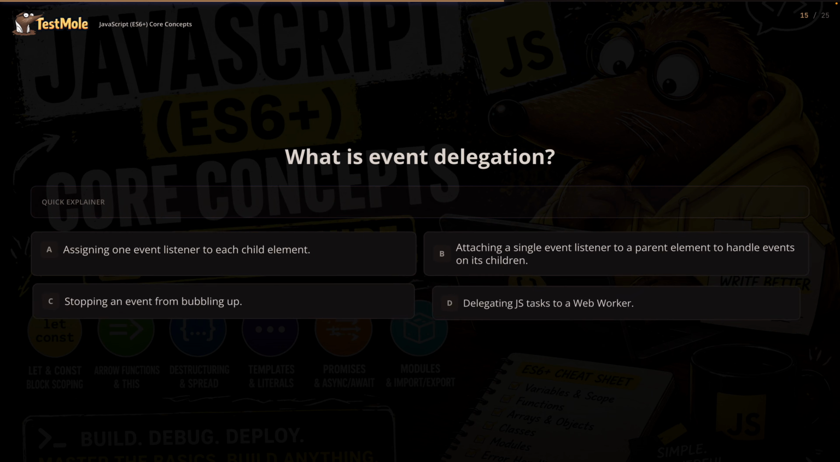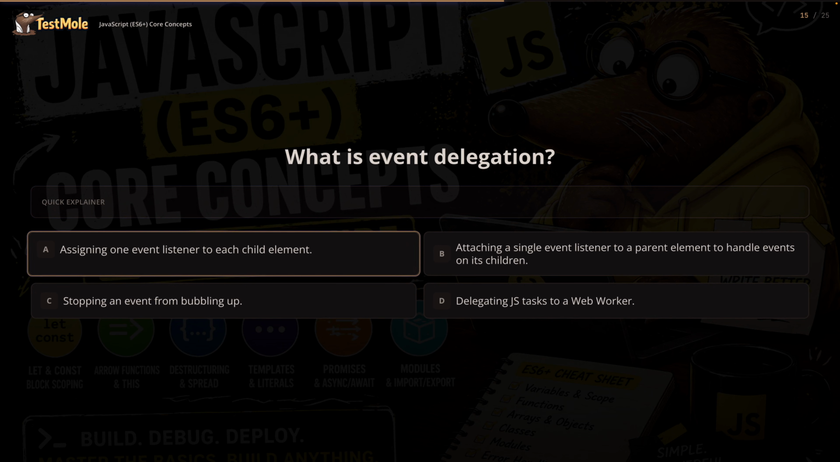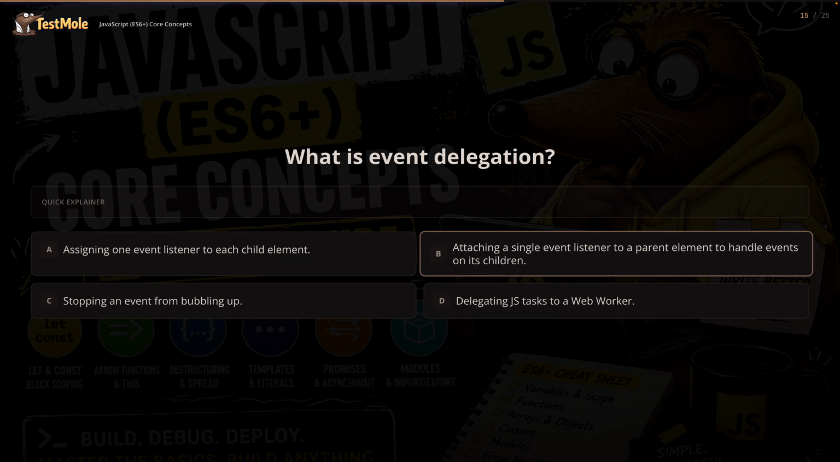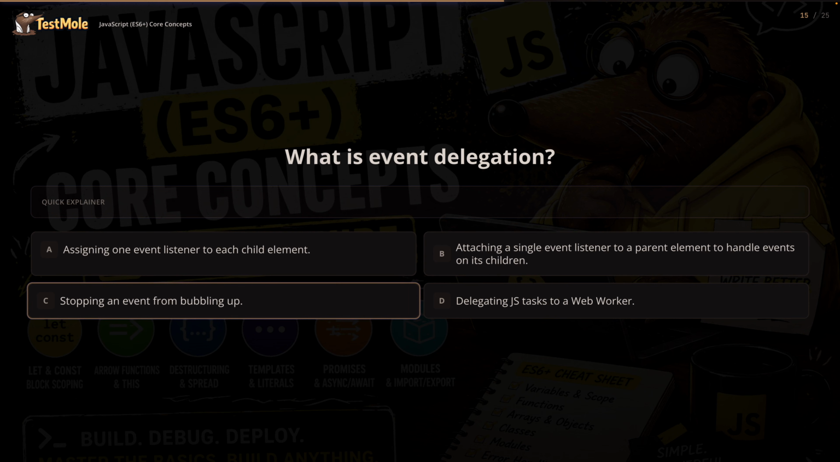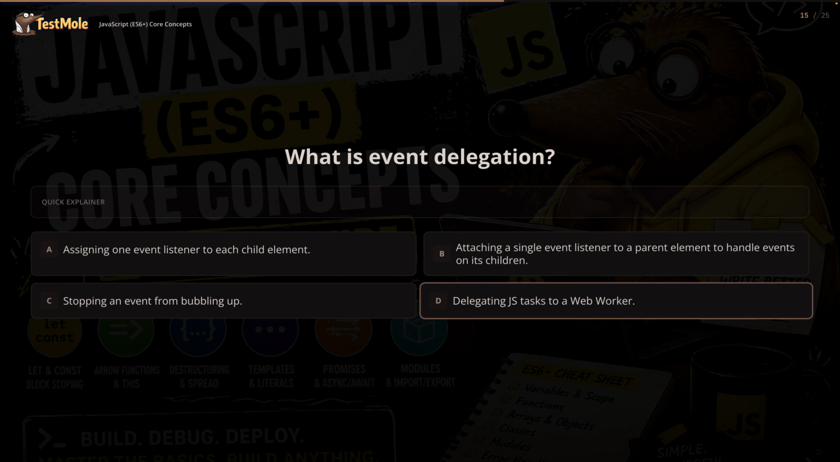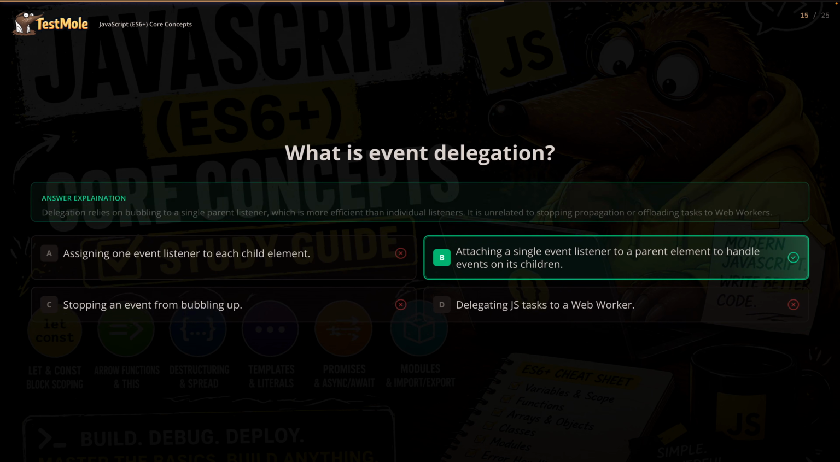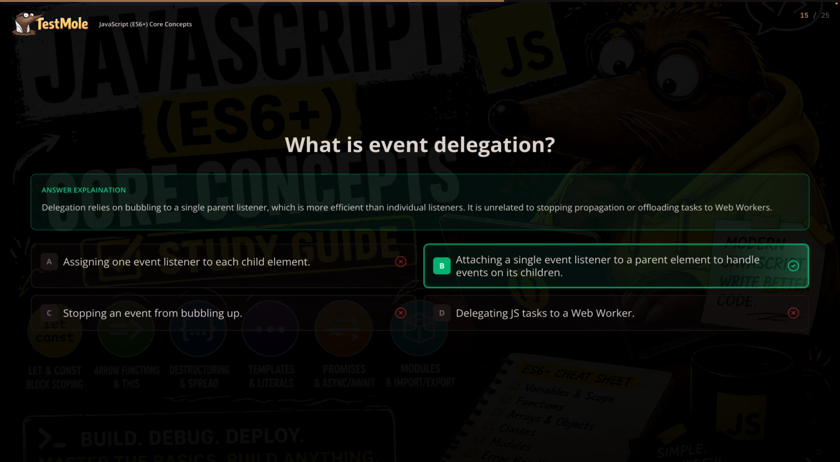Here are the options. A. Assigning one event listener to each child element. B. Attaching a single event listener to a parent element to handle events on its children. C. Stopping an event from bubbling up. D. Delegating JS tasks to a web worker. The answer is B. Delegation relies on bubbling to a single parent listener, which is more efficient than individual listeners. It is unrelated to stopping propagation or offloading tasks to web workers.